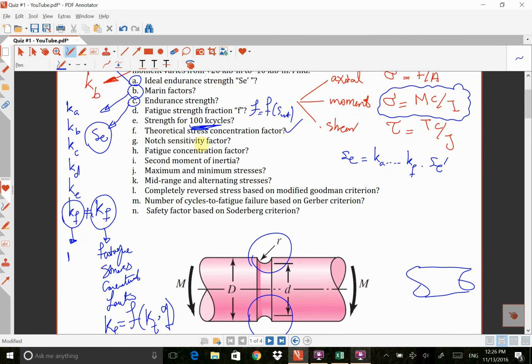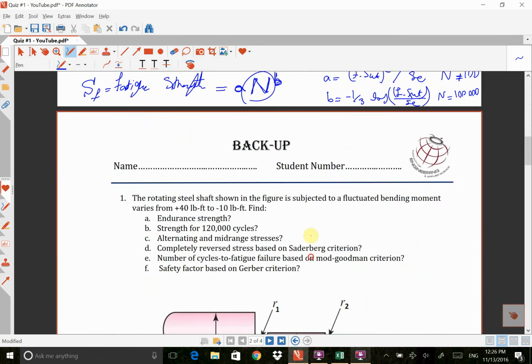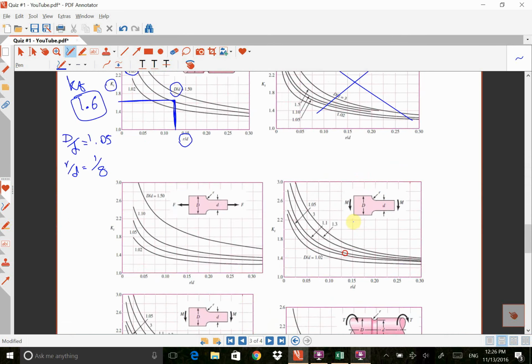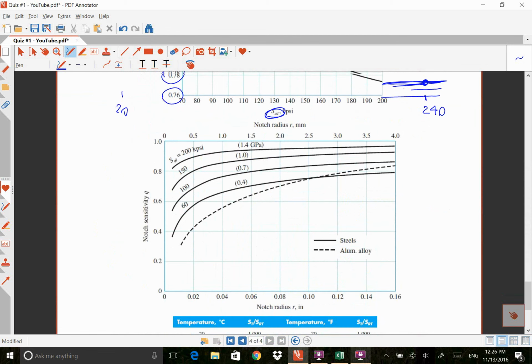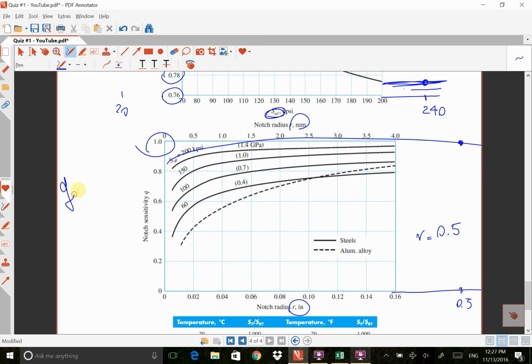So I found KT, now the notch sensitivity factor, Q. Again, I need to go to another graph, and that graph is this one. Okay, so the notch radius here is half, and SUT is 240, it's upper than this one, and half is here. For example, if we continue, that's half, because this is R in inches. If R was given in millimeters, I had to use the upper axis. And for example, this is 240, so at point half, it's somewhere here, and it's close to 1, so Q is 1.